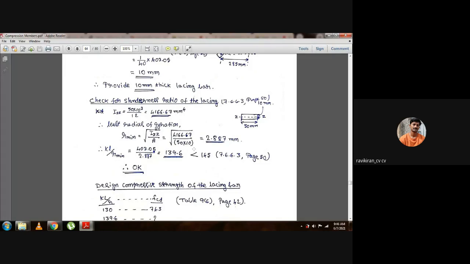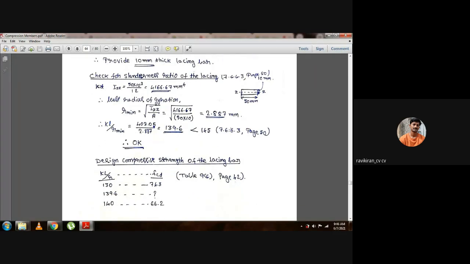So the KL by r value is 139.6, which is less than 145 as provided in the code. That is page number 50, clause 7.6.6.3. So here also the slenderness ratio for the lacing is satisfied, that is less than 145. And finally, design compressive strength.